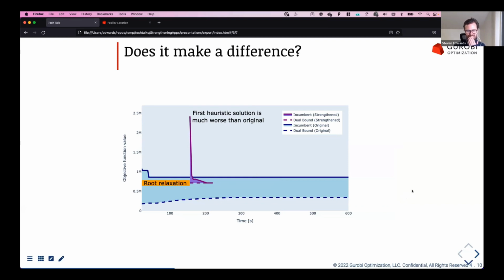So it's clear it's better in this case, but you could imagine cases where the root relaxation might take forever to solve. That's mainly the price you pay.